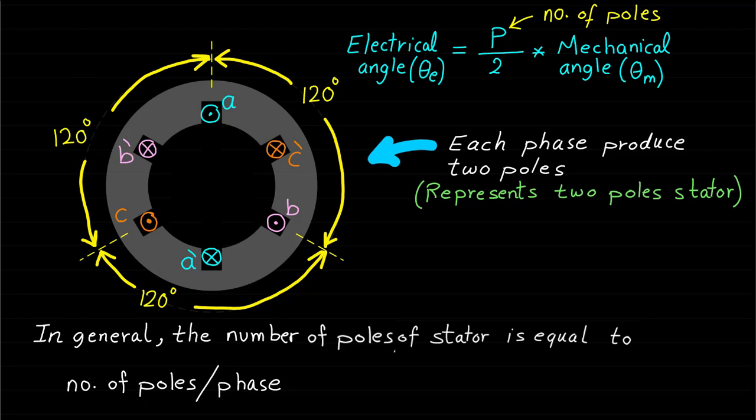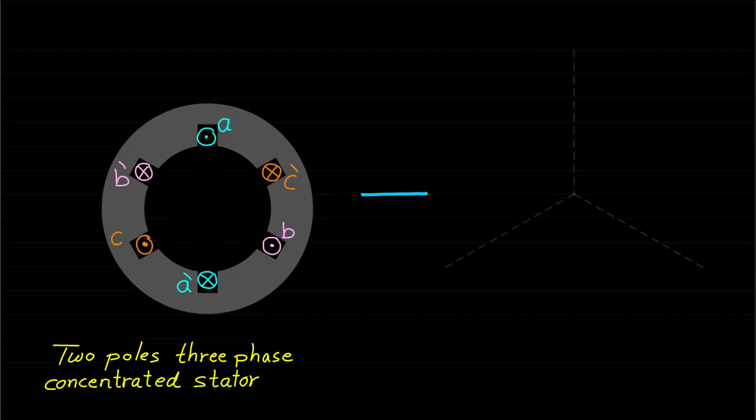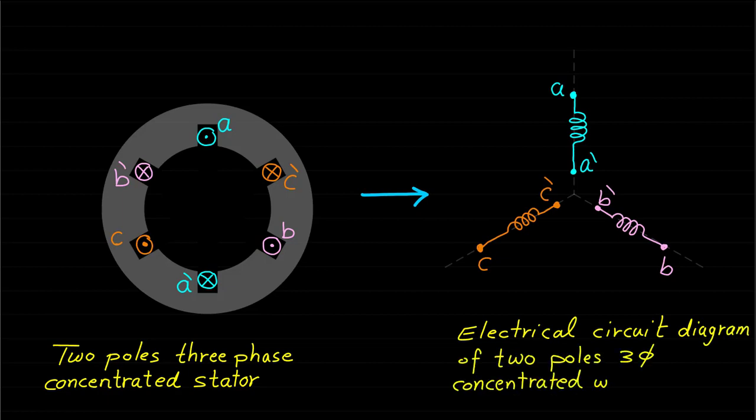The electrical circuit diagram of these two poles three-phase concentrated armature windings can be modeled as shown. In practice, armature windings of synchronous machine are connected in star connection as shown.